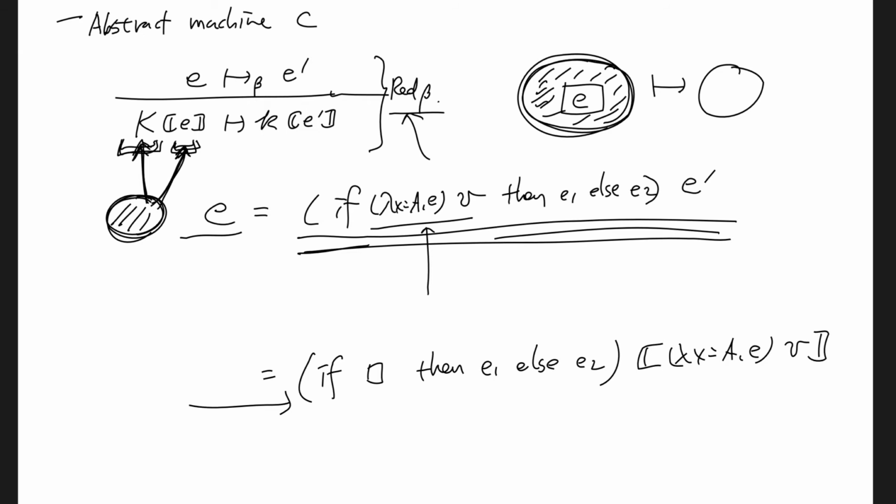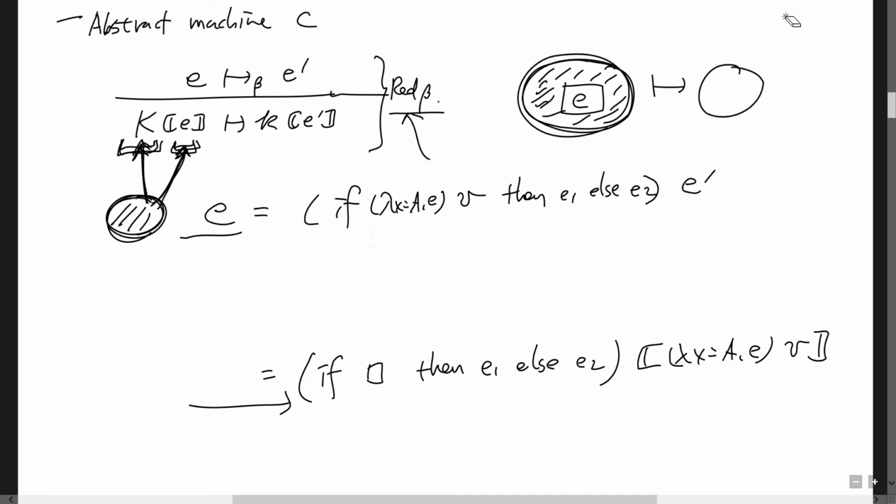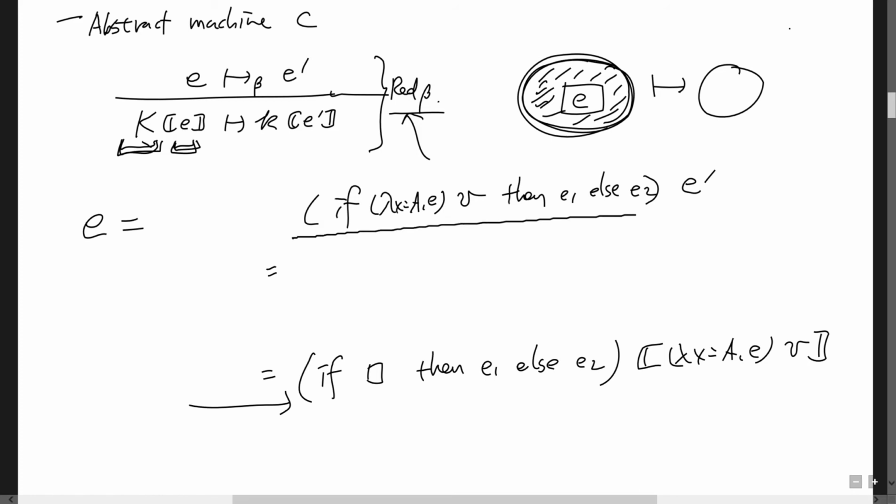So this is how a machine would analyze the given expression. First, the machine notices that the expression is something applied to expression E prime, and it has not analyzed the first sub-expression yet. So in the beginning, I'm going to analyze the whole expression. So let's write it as a hole filled with this expression.